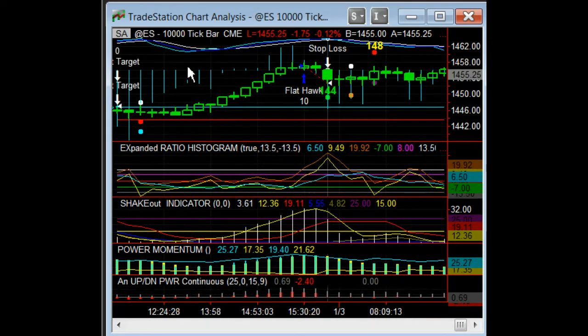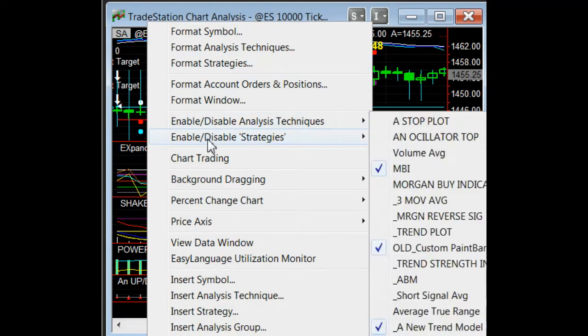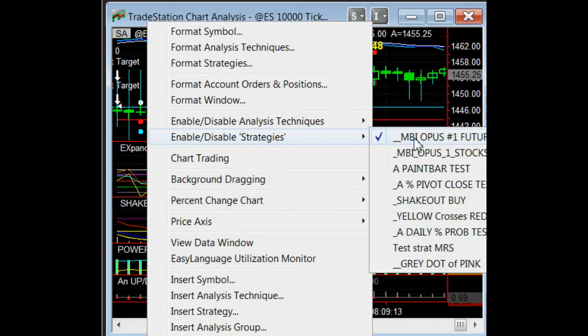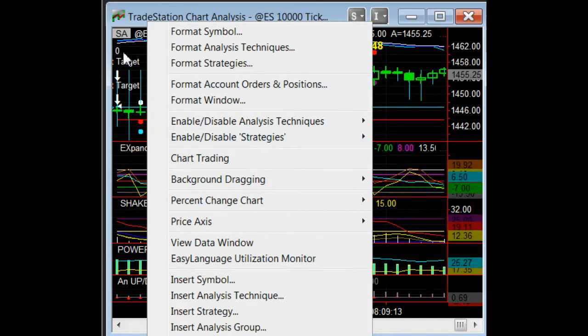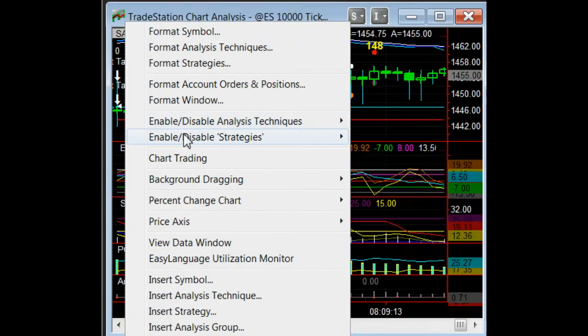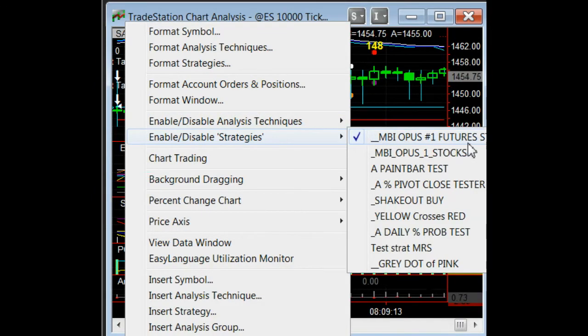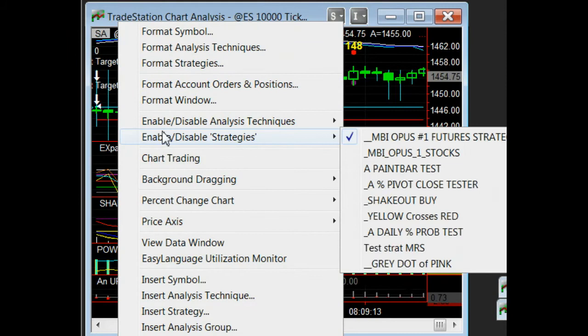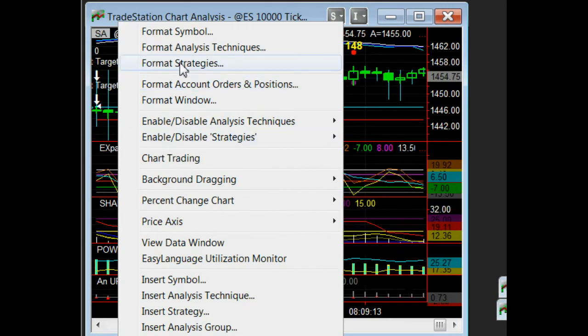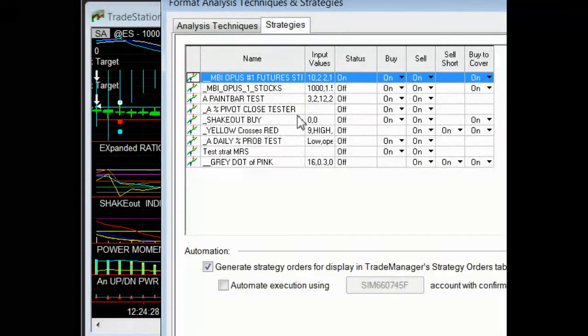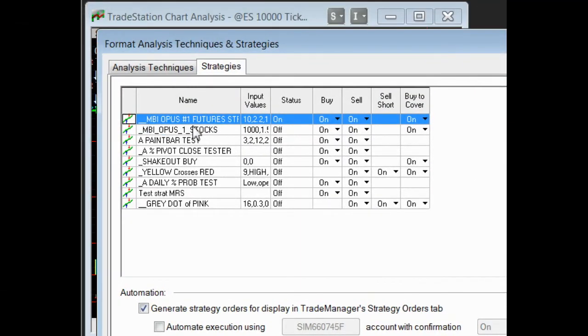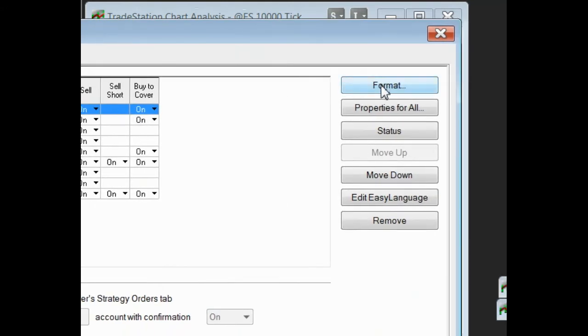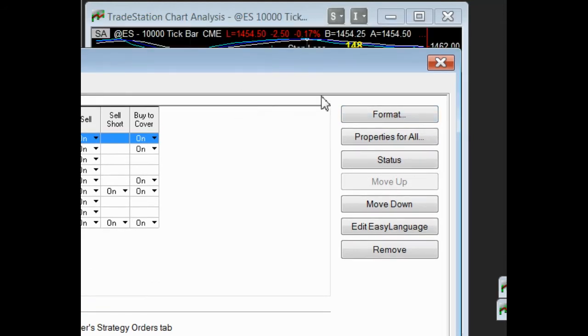So for those of you who maybe aren't familiar with TradeStation, I can just right click here and we can look at our strategies that are there. And currently I have on, let me move it over even a little further so you can get the full view of that, NBI Opus #1 Futures Strategy. In fact, I have to widen that a little bit more so you can see it. What's interesting about that is we can go to our format strategies, and we can see that I have a series of different ones on here, but there it is, Opus Strategies. It's on the on status, and on the other side here we would have our format. And what we would be able to do from the format standpoint is make adjustments accordingly.